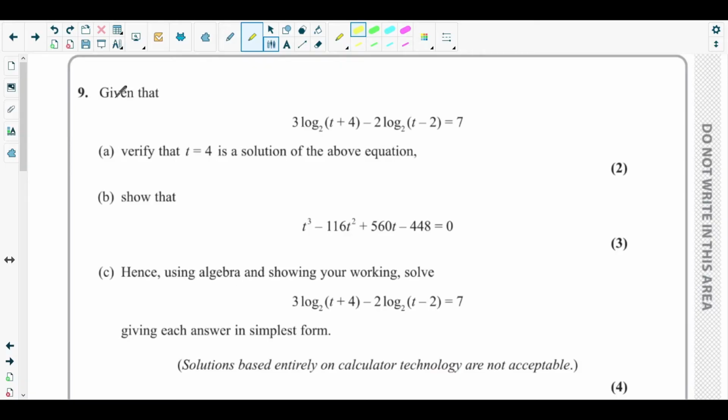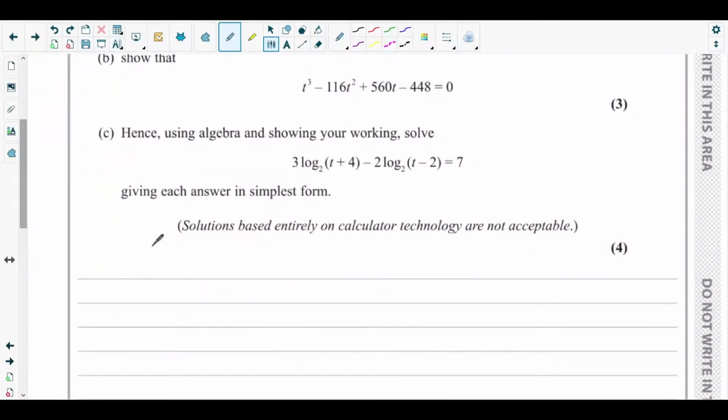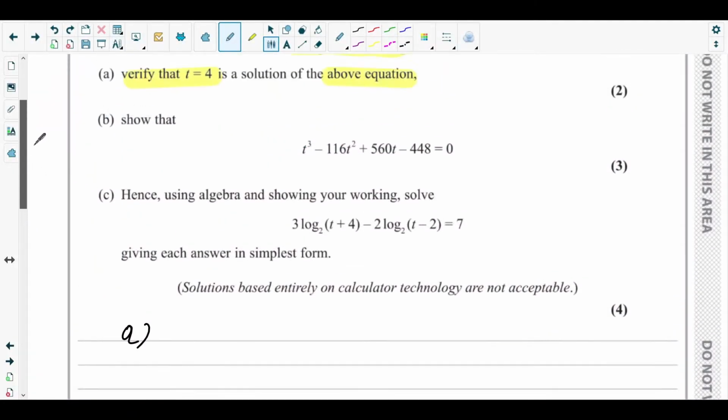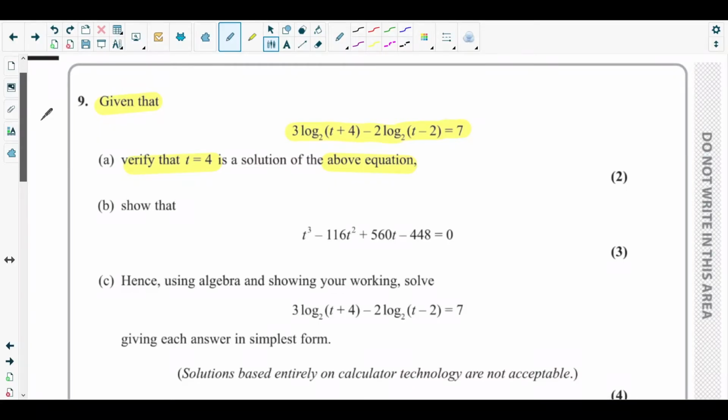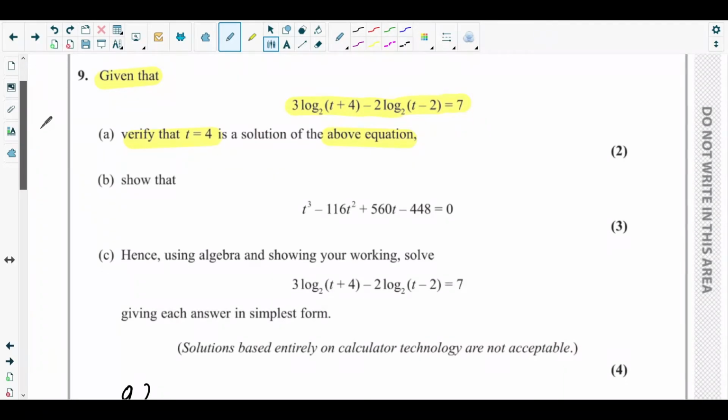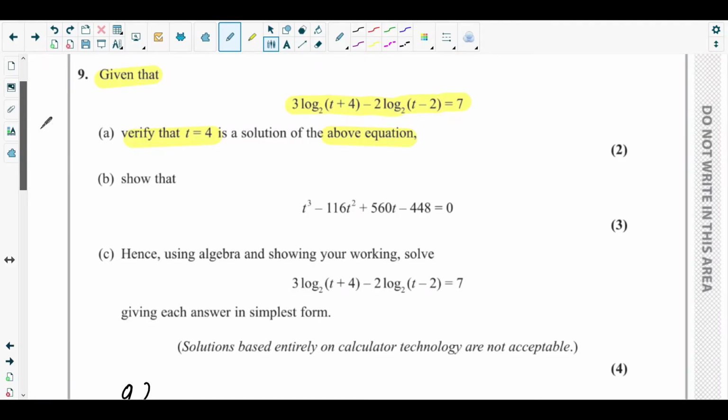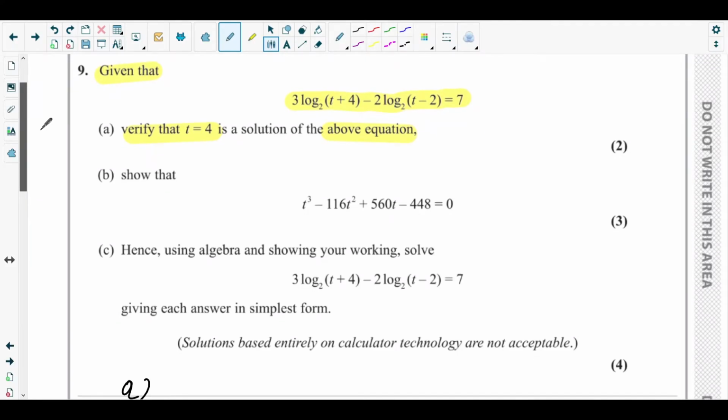So here the question says, given that 3 log base 2 (t plus 4) minus 2 log base 2 (t minus 2) equals 7. Part A is asking to verify that t equals 4 is a solution of the above equation. To verify that, we will put this value for t on the left hand side, and then we will see whether it becomes equal to the right hand side or not.